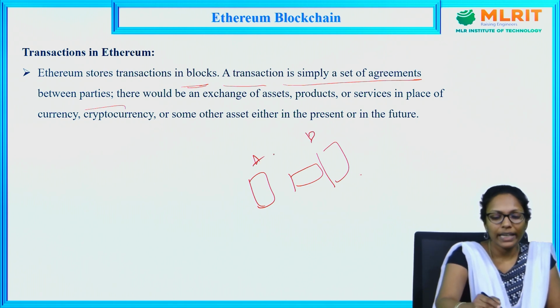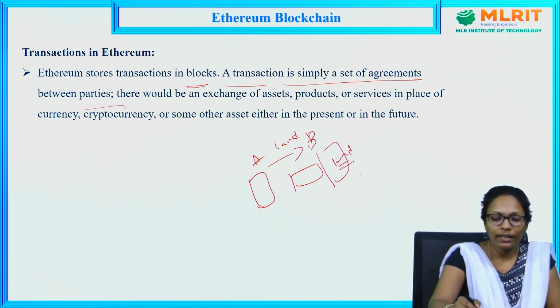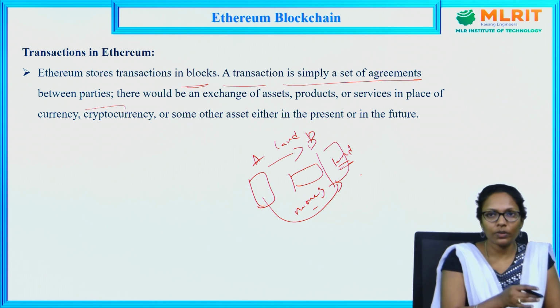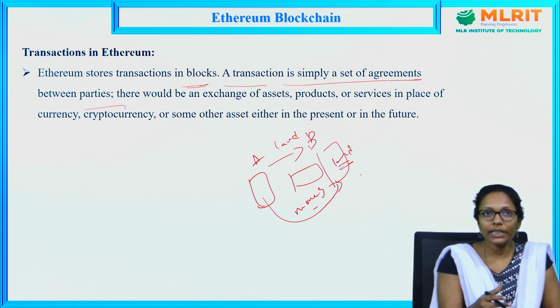For example, A wants to buy some land from B. Then B will sell the land, and in place of that, A will give some money. So this is an agreement, right? I am buying this land, so I am paying this amount. Then B will transfer his documents to A. So this is an agreement between A and B, and this is nothing but the transactions which will happen in the Ethereum blockchain. This type of transaction will happen inside the Ethereum blockchain.